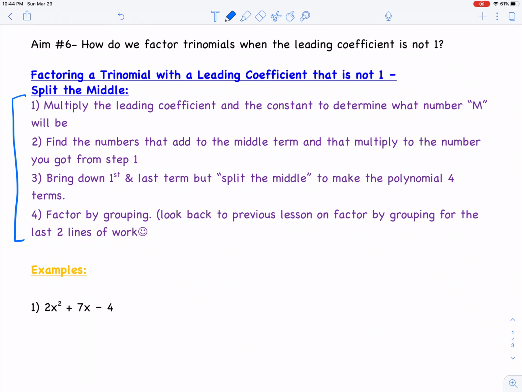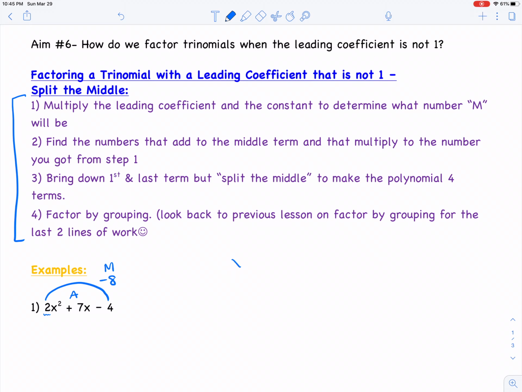For example 1, notice that the leading coefficient is 2. It's not 1. So the first step says what we do is we multiply the first number and the last number. 2 times -4 is -8, and that's our multiply number. Still going to add to that middle. So we need 2 numbers that multiply to -8, add to 7.